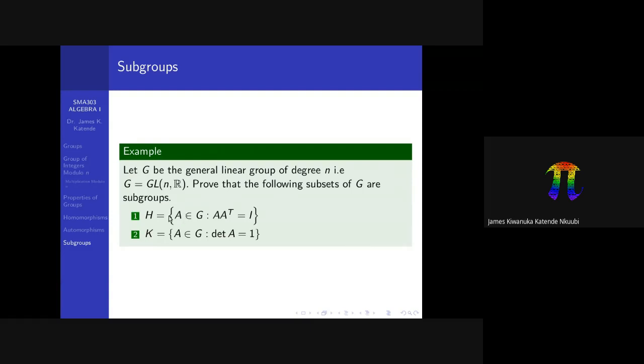So we'll start by proving that. So this set of matrices are called orthogonal matrices. This is a set of orthogonal matrices. Matrices which satisfy this property, where the inverse of a matrix is its transpose. We call them orthogonal matrices. You must have learned this in SMA303, linear algebra 2.